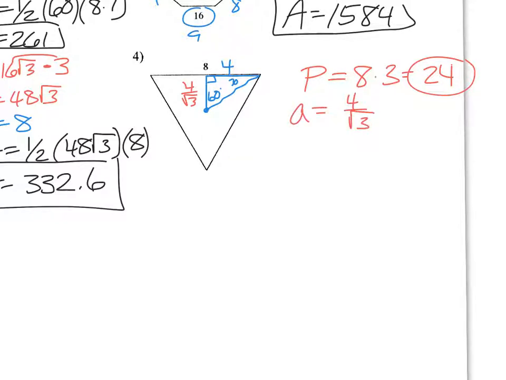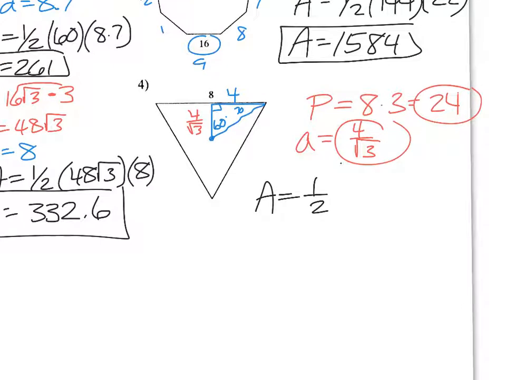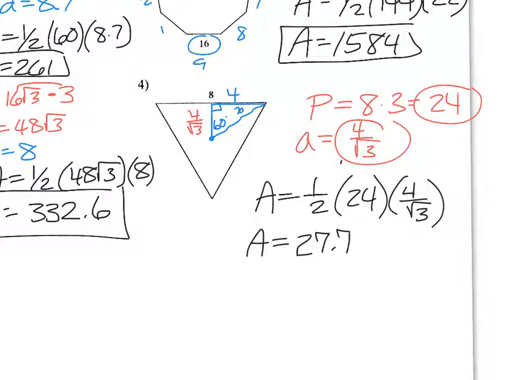Now again, I'm not going to try to rationalize this or anything. All I'm going to do is put it in the formula, and I'll round it when I get to the end. So perimeter times apothem. I'll type all that in. Make sure you're careful in terms of using parentheses and all that kind of stuff. Divide by square root of 3. And I get 27.7. One more.